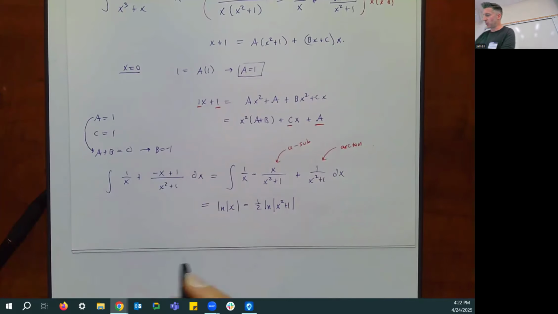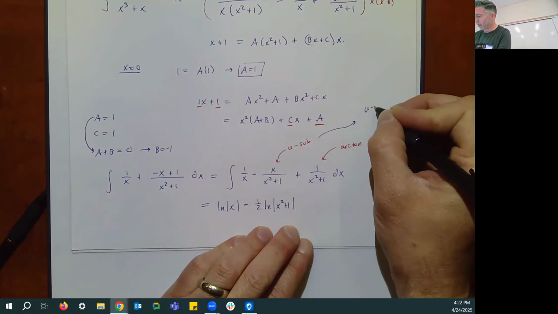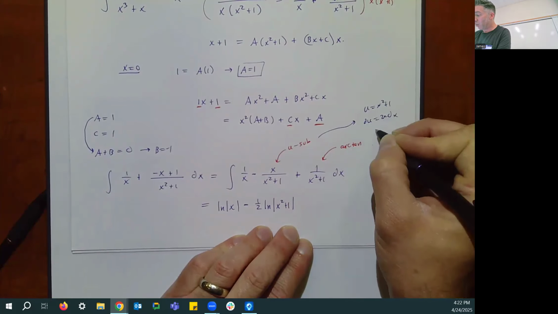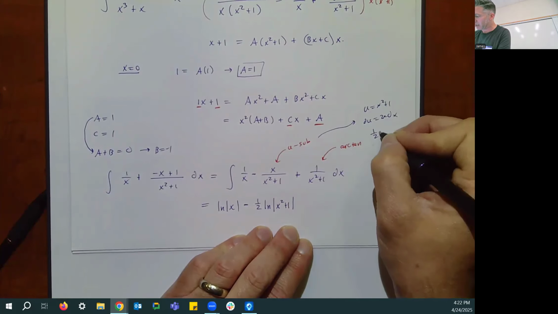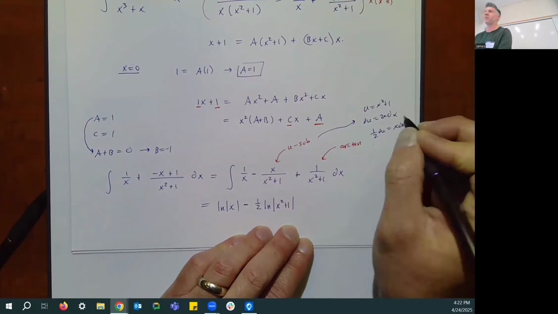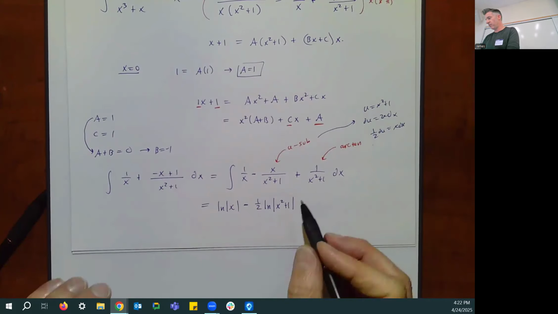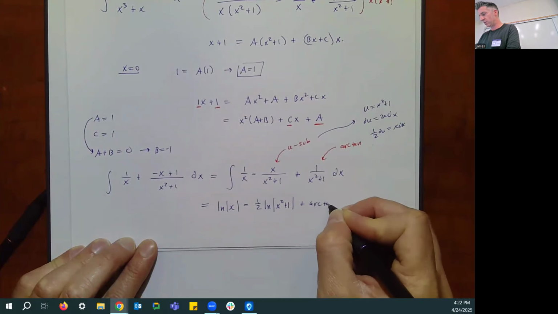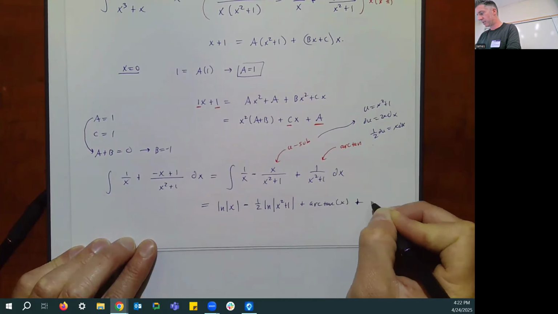We could have done the u sub, right? You could have done u equal to x squared plus 1. du is 2x dx. 1/2 du is equal to x dx. That's where that 1/2 is coming from. And finally over here, the integral of 1 over x squared plus 1 is the arctangent of x plus c.